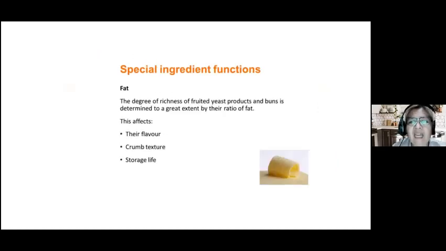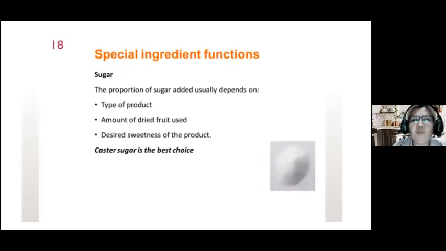Okay. Fats, again, for special ingredient functions. We have the flavor, as I mentioned earlier. Anchor butter, of course, will definitely do better than an ordinary margarine or something like butter fresh and dairy cream. It adds to the crumb texture and it also adds to a longer life of the bread.